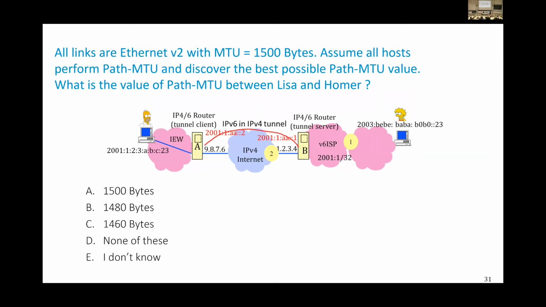We've seen last week that MTU is sometimes a problem. How about the MTU here? What is the value of the path MTU between those two endpoints, between Homer and Lisa? Assume all links are Ethernet. All the physical links everywhere in this world are Ethernet with an MTU of 1500 bytes.